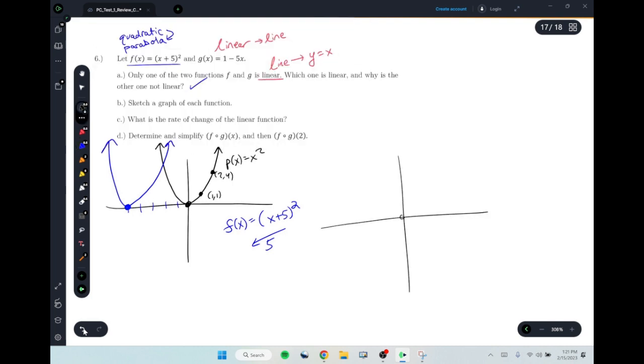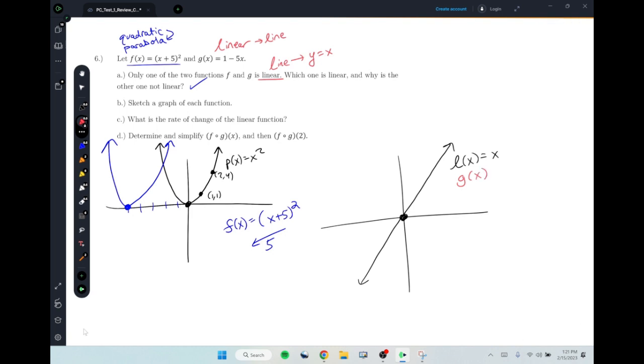You got to do the same thing for the line. What's the normal line look like? The normal line just looks like that. Call that L of x equals x. Which means g of x is the same. Oh, g of x has three transformations.